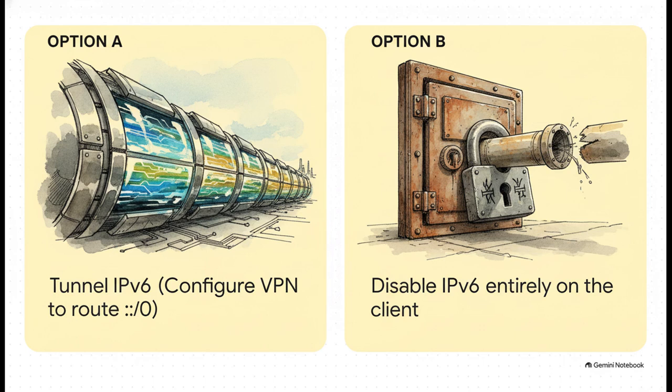You basically have two strict options. Option A, tunnel IPv6. You must configure your VPN to explicitly route the IPv6 default route, which is ::/0. Or option B, you must completely, explicitly disable IPv6 on the client device. Pick one for sure, but please do not just leave it to chance.